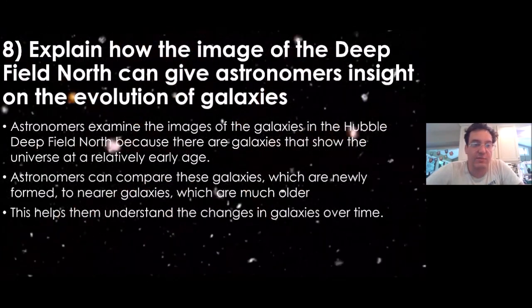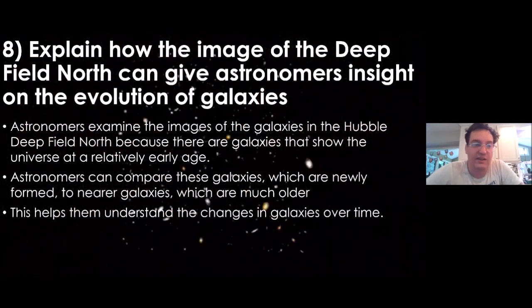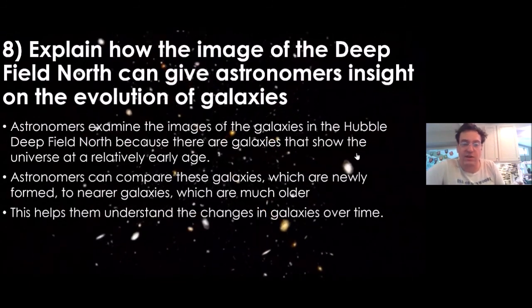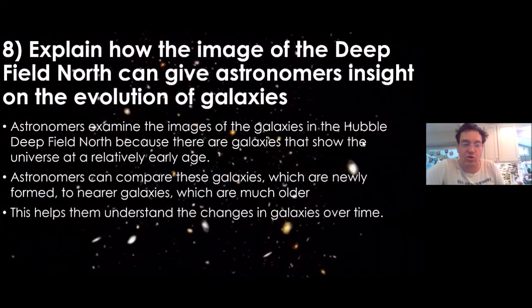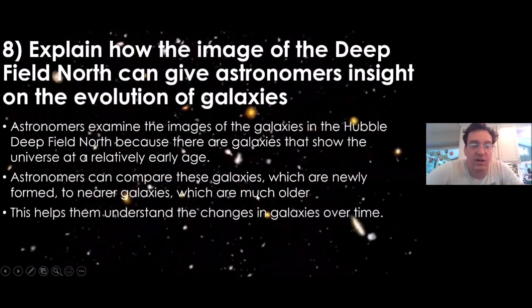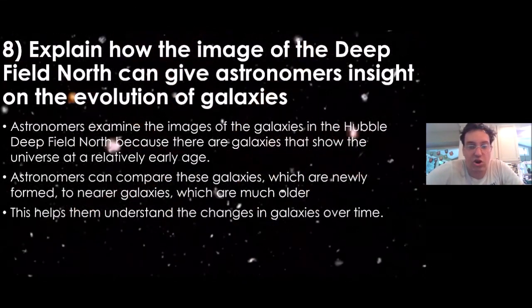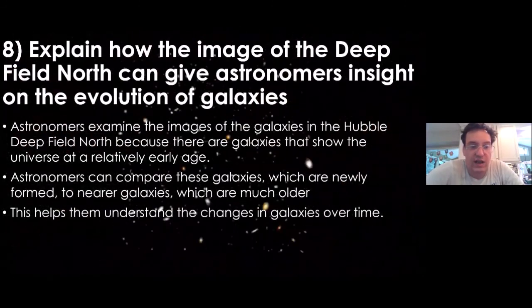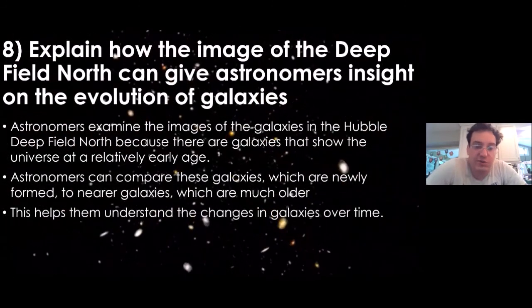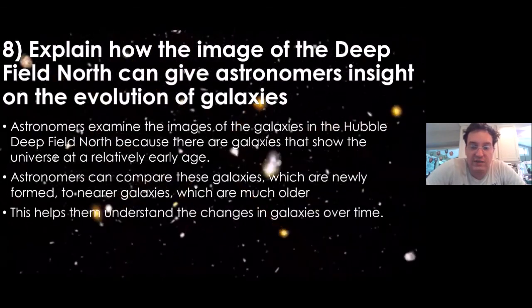Astronomers examine the image of the galaxies in the Hubble Deep Field North because there are galaxies that show the universe at a relatively early age. Astronomers can compare these galaxies, which are newly formed, to nearby galaxies, which are much older. This helps them understand the changes in galaxies over time.